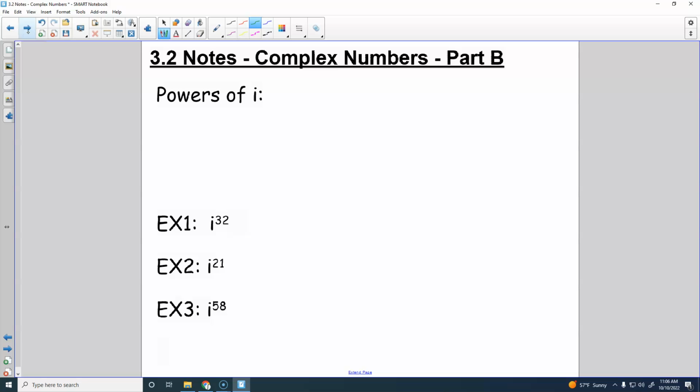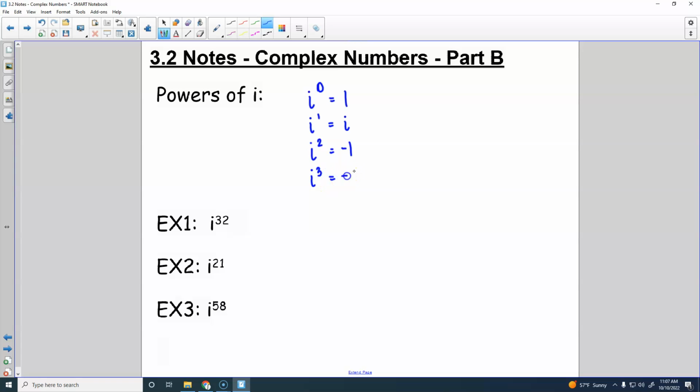Okay, so powers of i. We just talked about one of them. First of all, i to the first power. Actually, let's do i to the 0 power. What's i to the 0 power? 1. Anything to the 0 power is 1. i to the first power, of course, just equals i. We just did i squared. What is i squared? Negative 1.